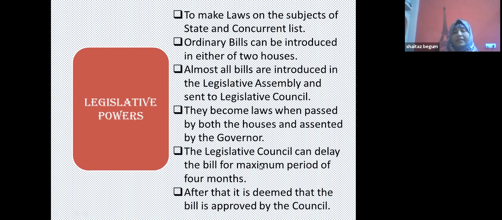The legislative council can delay the passing of the bill for a maximum of 4 months. After that particular period of time, it is deemed that the bill is approved by the council, and then it is declared that the state legislature has approved the bill. So only 4 months time is there with the legislative council to give their assent or consent.